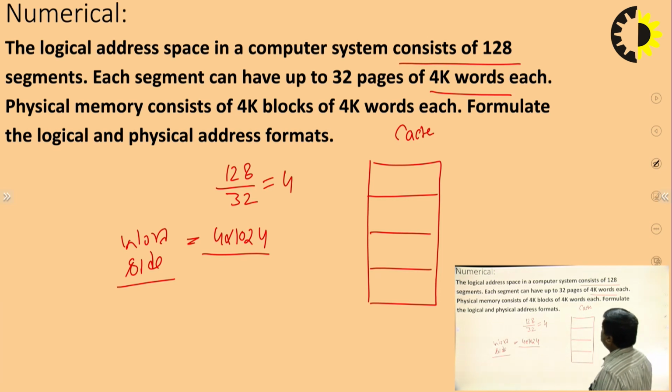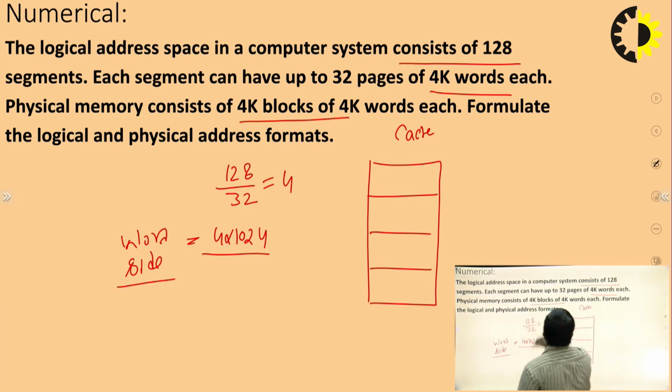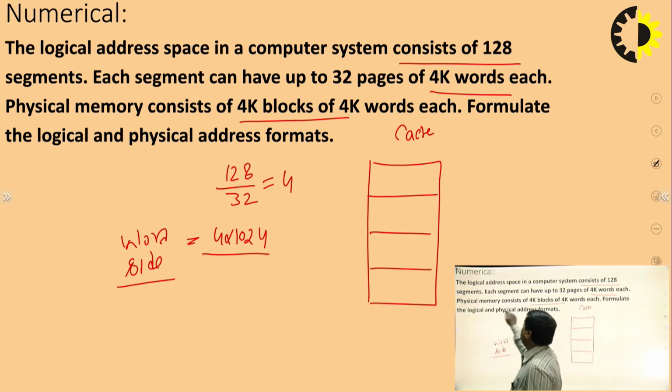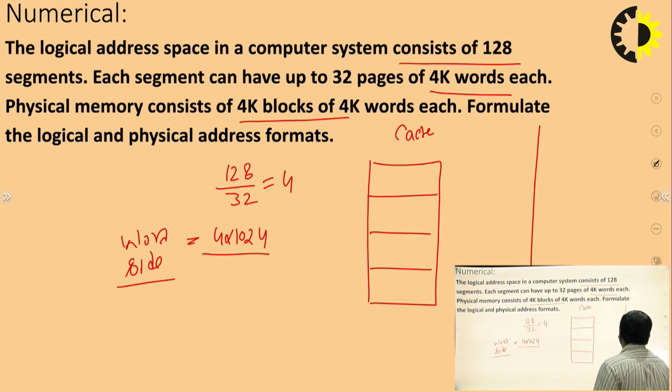Physical memory consists of 4K number of blocks. Now, this is the size regarding the main memory. And what is the size of the main memory? That is 4K number of blocks of 4K words each.